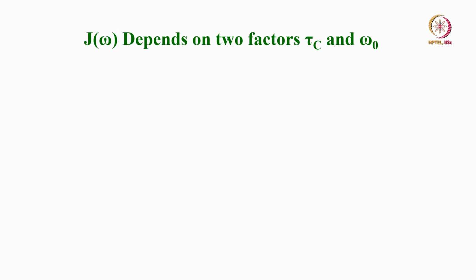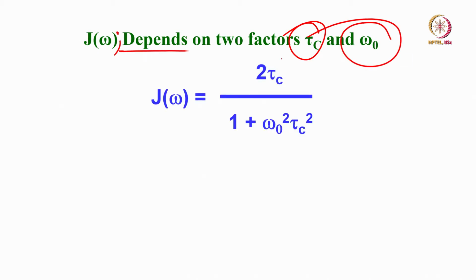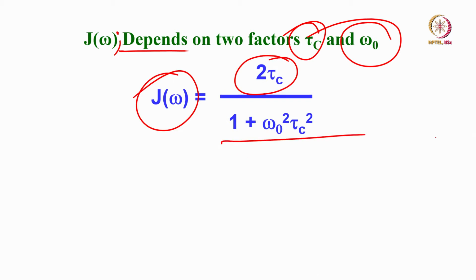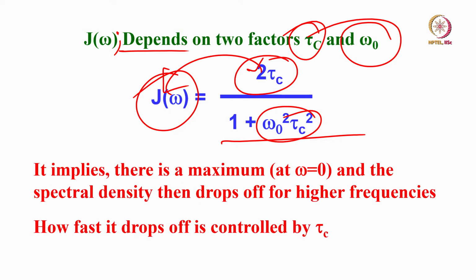So we also discussed J(ω). What is J(ω)? Spectral density function. It depends upon tau c and omega 0. And a simple equation, without working it out, I am giving you. J(ω) depends upon 2 tau c over 1 plus omega square tau c square. So omega tau c is what is important. Let us say if omega tau c is 0, then J(ω) is equal to twice the correlation time. So you can work it out.